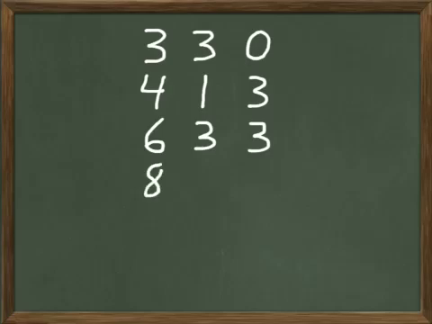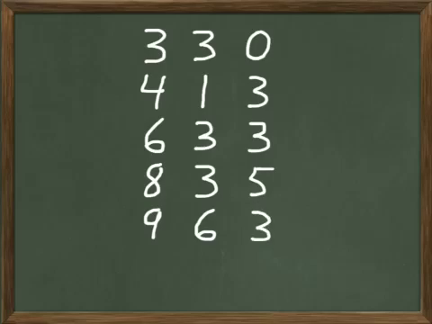How about 3 from 8 leaves 5? We start with 8. Take away 3. And that leaves us with how many? With 5. And I don't know, how about 6 from 9? If we start with 9, we take away 6, leaves us with 3. And maybe let's go a little higher. How about 9 from 12? How many is 9 from 12? Well, we start with 12, we take away 9. That leaves us with 3.